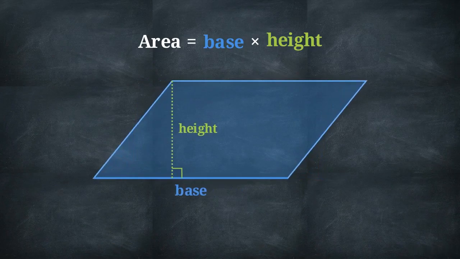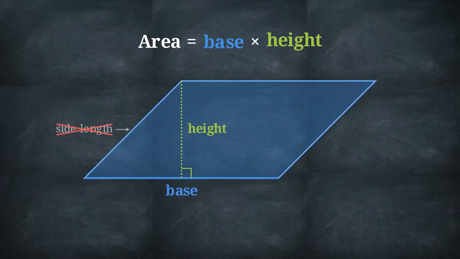Moving to 4-sided shapes, a parallelogram is simply a slanted rectangle. Notice how skewing the shape sideways doesn't change the base or the perpendicular height. The area formula remains base times height.